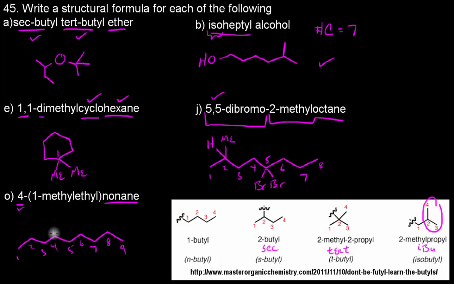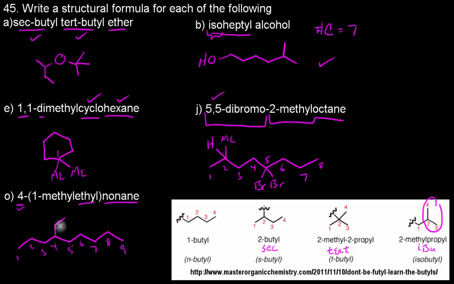So we're going to end up putting something on the 4 position, and we're going to end up putting this 1-methylethyl group on there. So what this 1-methylethyl group is saying is that there's going to be a methyl group attached to an ethyl group. So let's go ahead and add the ethyl group on the 4 position. So methylethyl, and we're going to put a 1-methyl on that group.